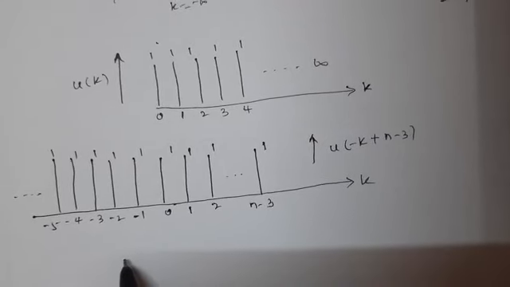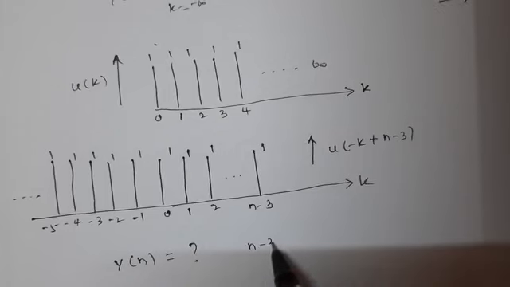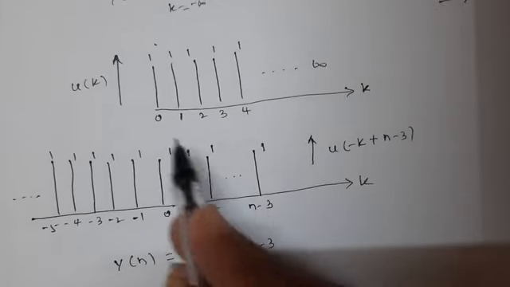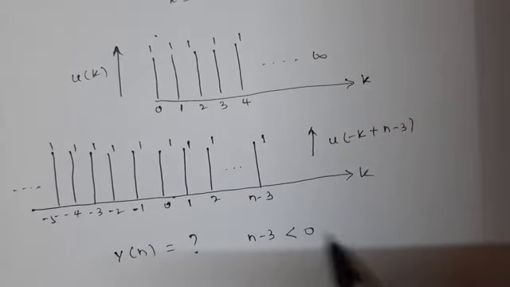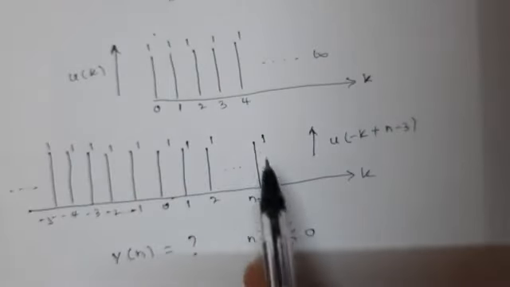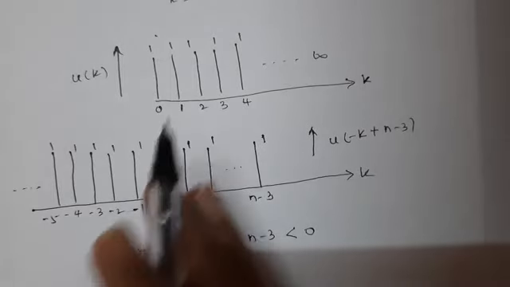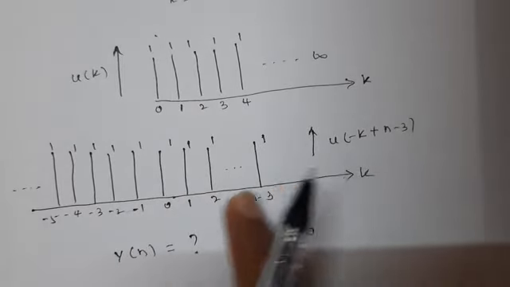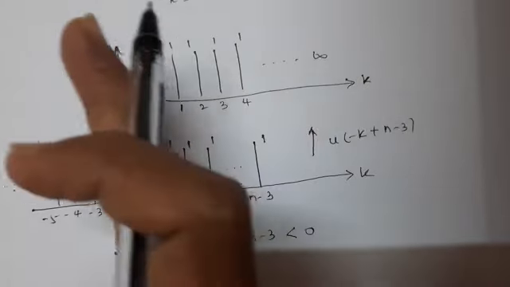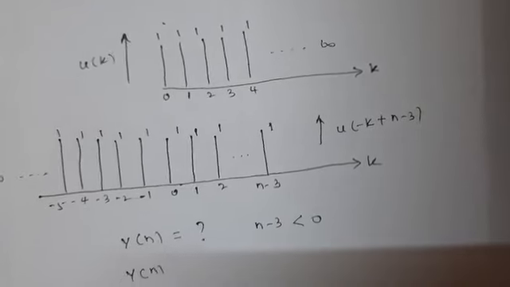So what I will do is I will try to summarize it as y of n. What is y of n? When n minus 3 is less than 0, it means I will shift all these samples towards left. Less than 0 means I don't have any samples towards the right side after 0. So n minus 3 samples are somewhere less than 0. So what is y of n?